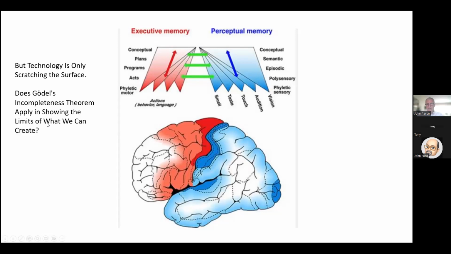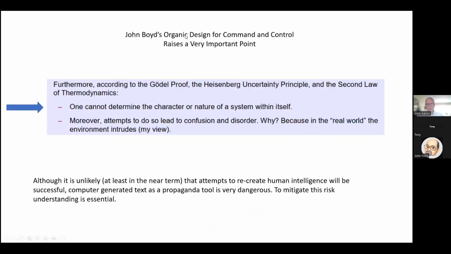But the other aspect to consider is Gödel's incompleteness theorem. Gödel was a mathematician who essentially proved that attempts at systems of axioms could not be complete. And there was a very interesting person, John Boyd, who wrote, among other things, Organic Design for Command and Control. What he observed about Gödel, he said, furthermore, according to Gödel's proof, Heisenberg's uncertainty principle and the second law of thermodynamics, and this is a key point: one cannot determine the character or nature of a system within itself.